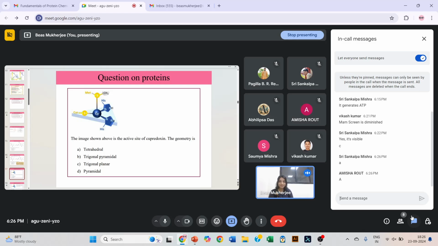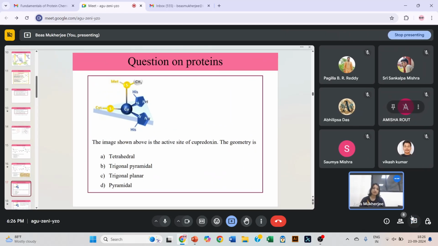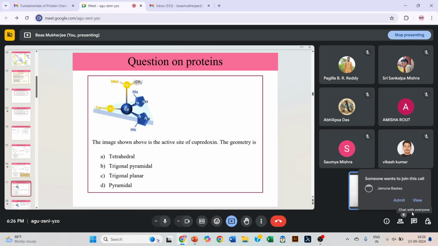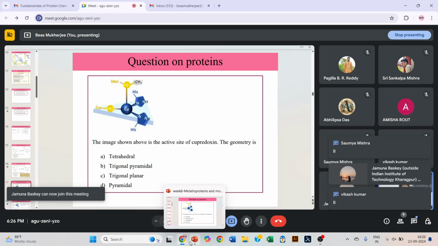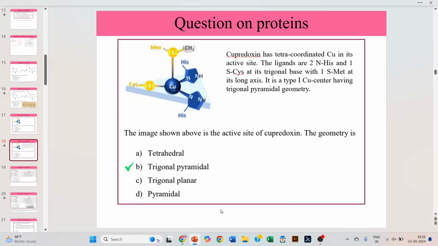This is the answer to the previous question. Try to answer. What do you think is the geometry? Okay, trigonal pyramidal, right. Let's look at the answer. Yes, that is very correct.